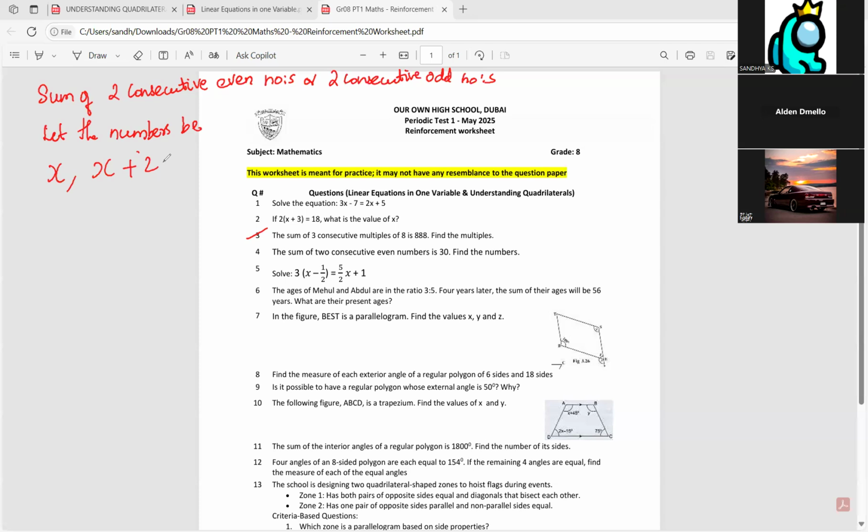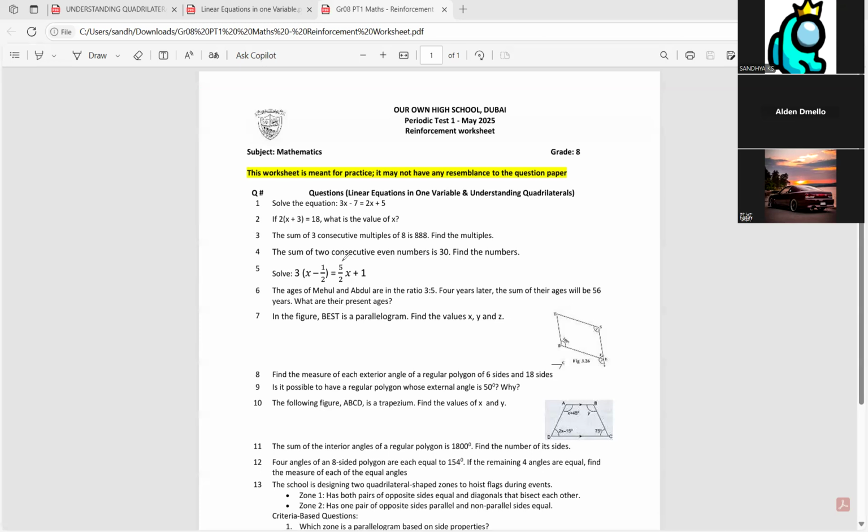First number is x, second number is x plus 2. Even if it is even or odd, both the cases same only. If the question is coming like 3 consecutive, you can take x minus 2, x, x plus 2. Understood? Like that you take. Now in this question, we have only 2 consecutive even numbers. So we can take x and x plus 2.